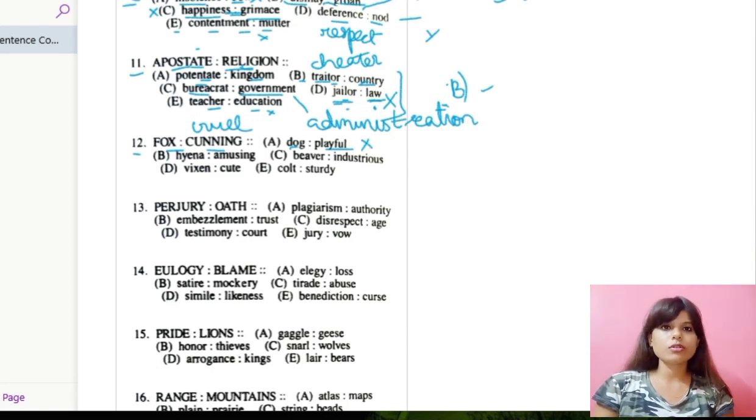Let us move over to option number B, hyena and amusing. Obviously hyenas are never amusing, so this will not go. Number C is beaver and industrious. Now beaver means a rodent. It's like a mouse or a rat. It's a big one, mouse or a rat you can say, kind of. It is noted for its habit of gnawing through trees to fell them in order to make dams.